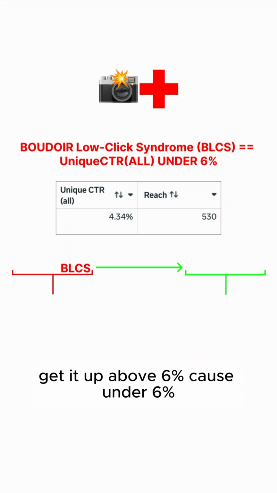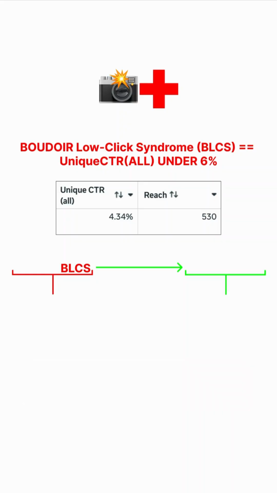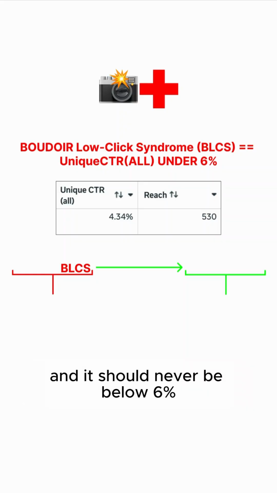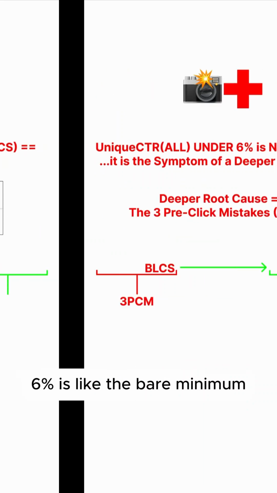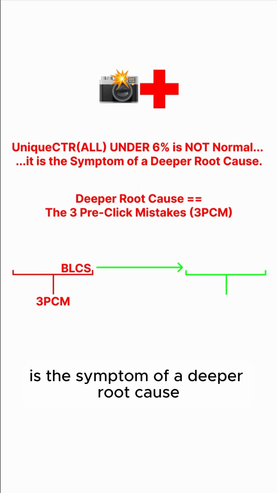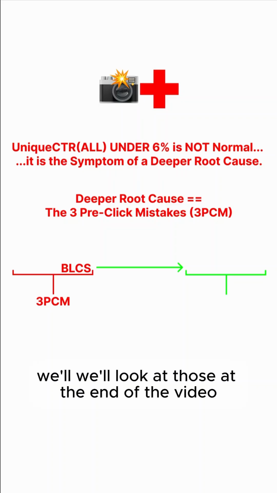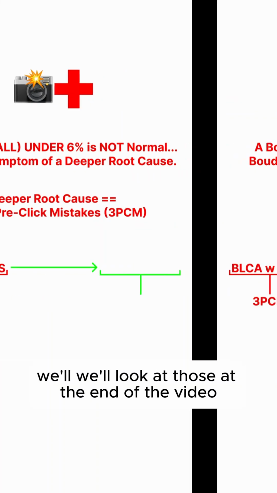Obviously, get it up above 6%, because under 6%, there's some massive structural issues with the ad. And it should never be below 6%. 6% is like the bare minimum. So unique CTR all under 6% is not normal, it's the symptom of a deeper root cause. And the deeper root cause are the three pre-click mistakes. We'll look at those at the end of the video.